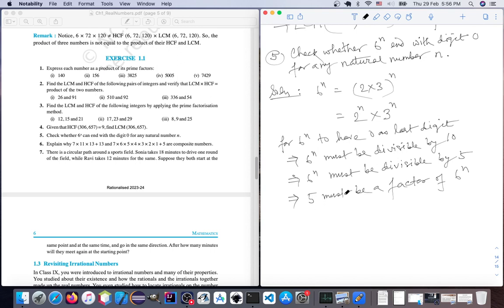But we have already done the prime factorization of 6. 6 to the power n, we know that it is 2 to the power n and 3 to the power n. We don't have any factor of 5. We do not have the factor 5.